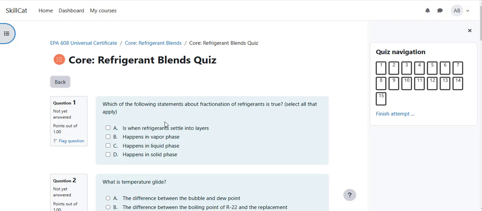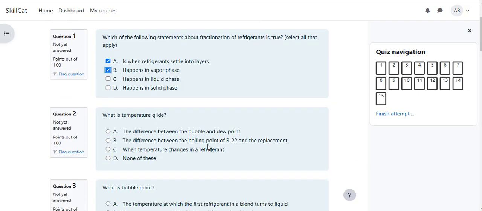Which of the following statements about fractionation of refrigerant is true? Select all that apply. It is when refrigerant settles into layers; it can happen in the vapor phase, in the liquid phase, or in the solid phase. When it's about fractionation of refrigerant, it's when the refrigerant settles in layers and happens when it's in the vapor phase.